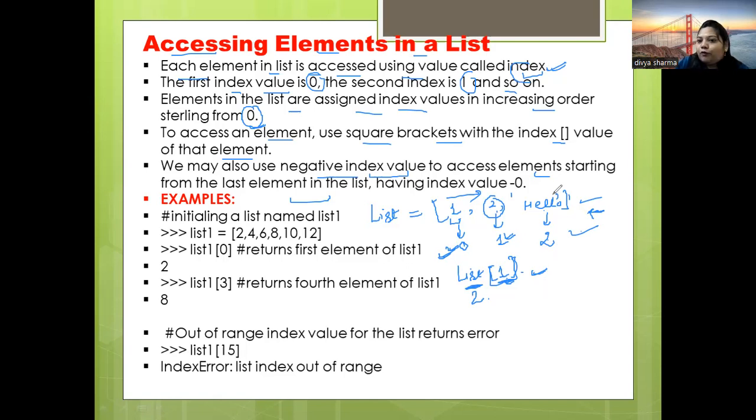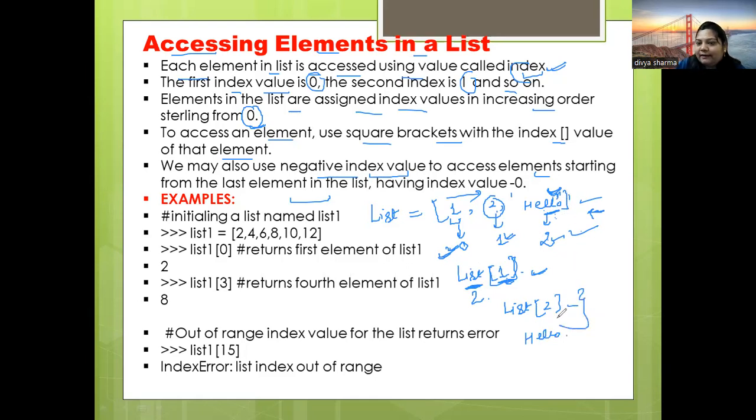Suppose from the right side, the first element is hello. So how can we access this element? There are basically two methods. The first one is by giving the name of the list and the index value, that is 2. So it will display hello. This is one method.